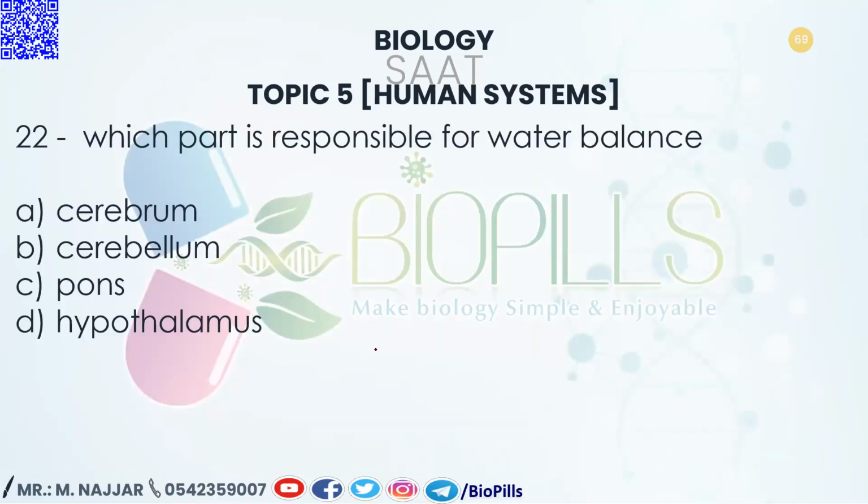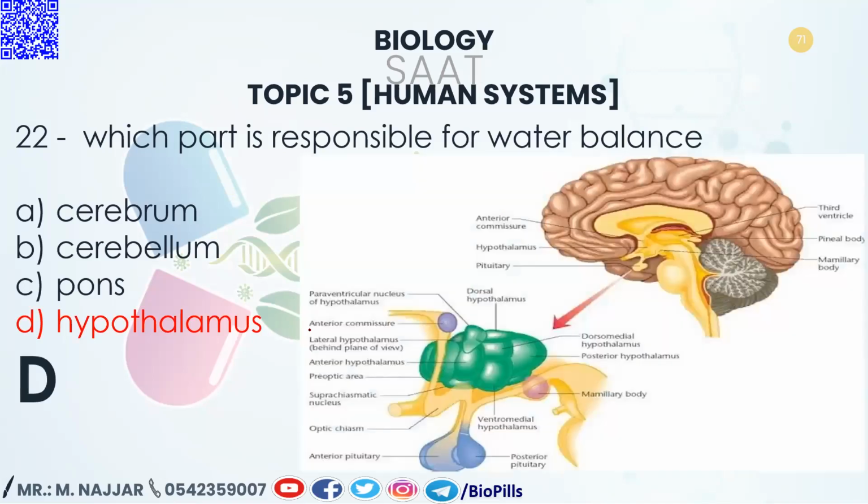Question number 22. Which part is responsible for water balance? A, cerebrum, B, cerebellum, C, pons, D, hypothalamus. Water balance is being done by the hypothalamus. The hypothalamus is actually not in our curriculum at all. This is extremely advanced.